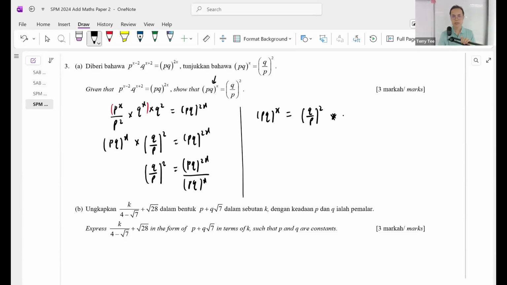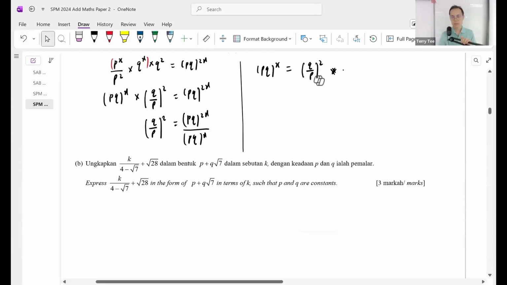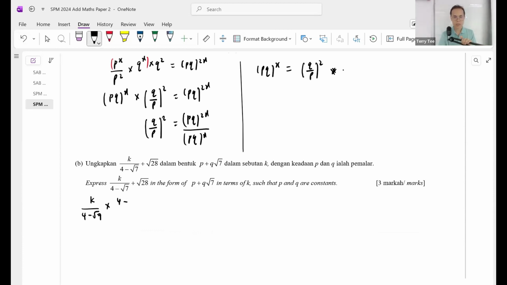All right. That is part A. So let's look at part B. Part B is involving surds. You're going to simplify surds. You have k over 4 minus root 7. You multiply top and bottom with 4 plus root 7. Whereas the 28, don't do anything.